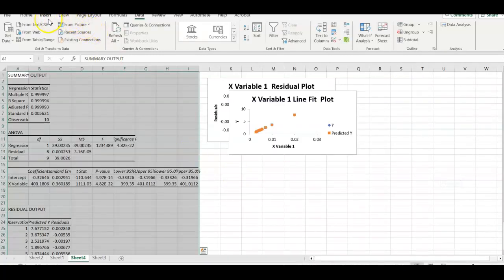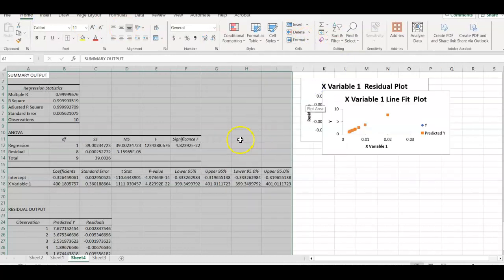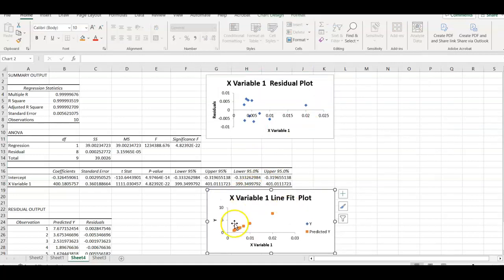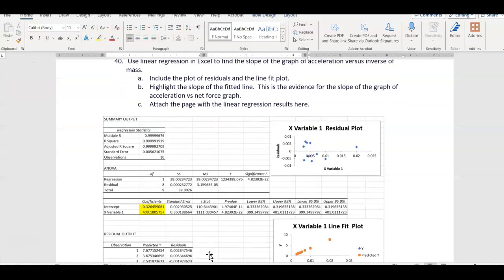And we have then, I'm going to format those cells to auto-fit the column width, and here we go. Again, my line fit plot shows that my predicted y is a very good fit for the original data. My r-square value is very high, so this is a good fit. And the intercept is the y-intercept, the x variable 1, that is the slope that I'm looking for. And so I would put this linear regression in my lab report at step 40.